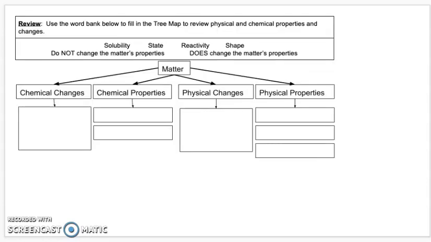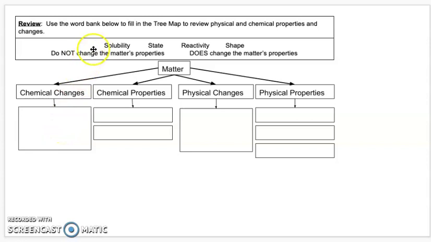our review. So if you look at this sheet, the review says use the word bank to fill in the tree map to review your physical and chemical properties and changes. So we filled in a tree map about our states of matter, and this is very similar. So overall we have the big idea is matter. Then we know that matter can go through chemical changes, which are related to our chemical properties. Matter can go through physical changes, which is related to our physical properties. And you have all the right number of boxes.